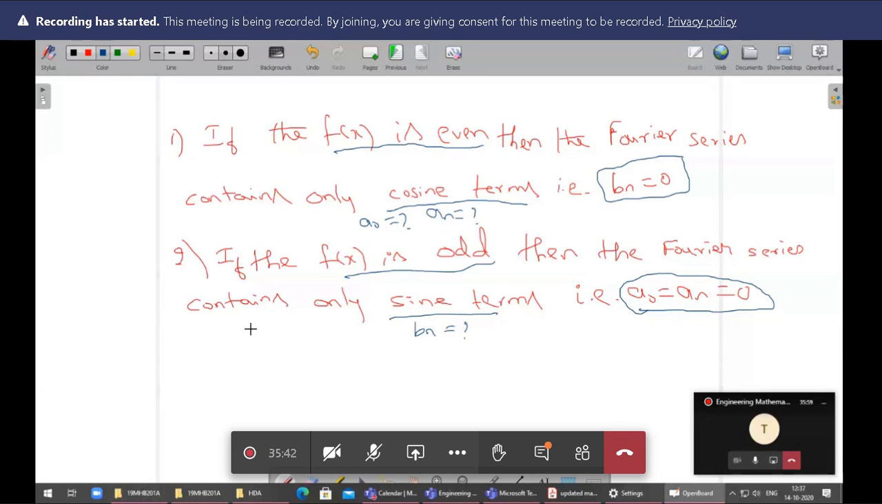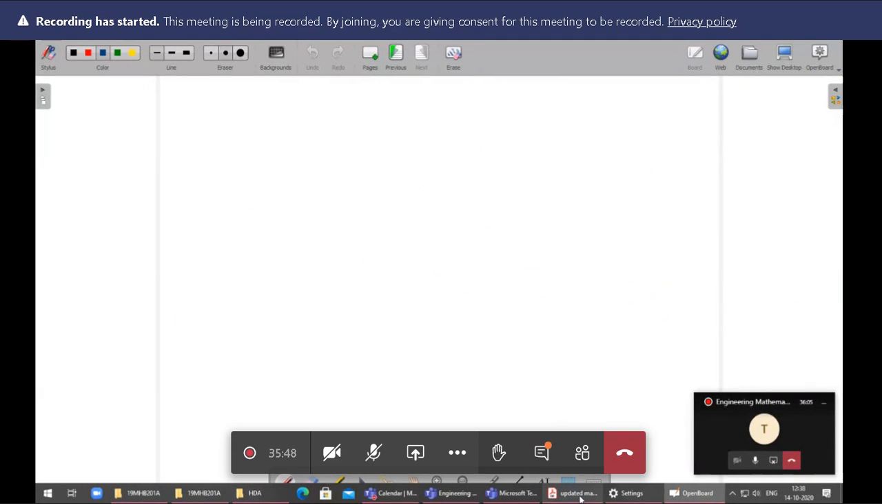Okay. So this is also a result we have discussed, and now I'll take one example from the Fourier series. I'll explain how to find the Fourier series if it is neither even nor odd. So I'll take f of x equals x by 2 in the interval 0 to 2 pi. Okay. So I hope you can view this screen.